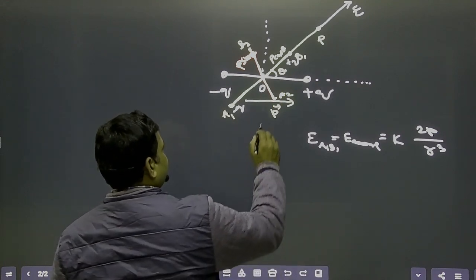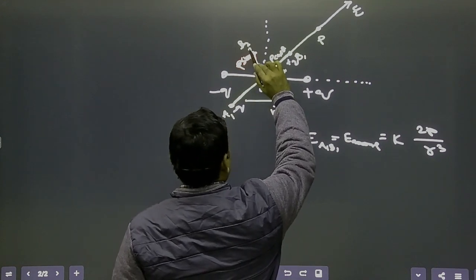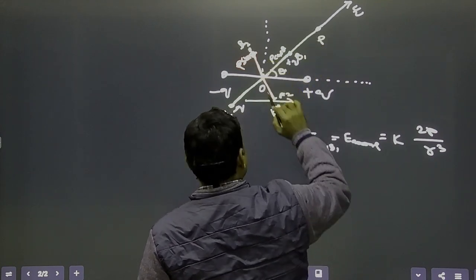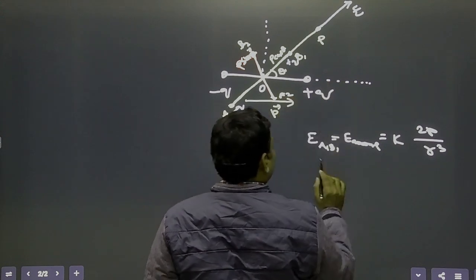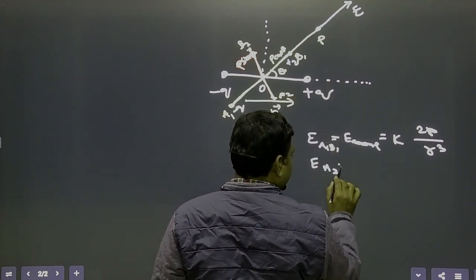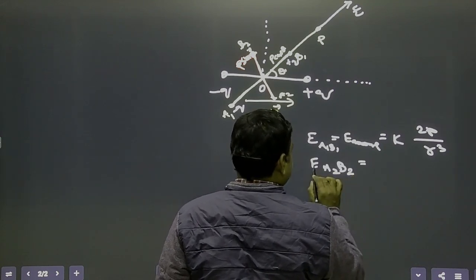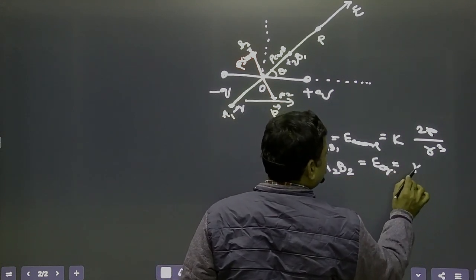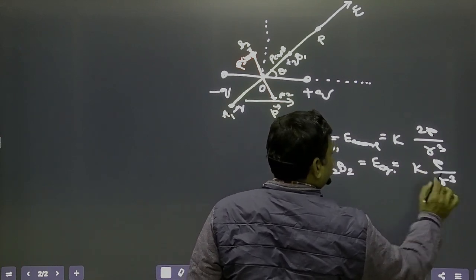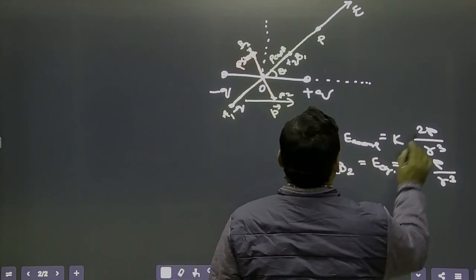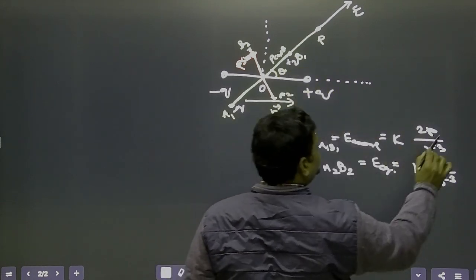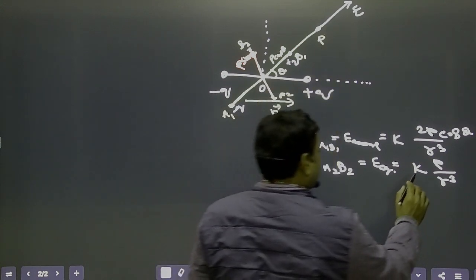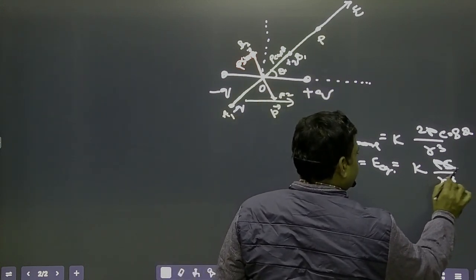Similarly, if we consider the vertical component of the dipole moment, this point is on the equatorial line with respect to this component. So the electric field intensity due to it will be E equatorial, equal to K P upon r cube. But in E axial the P component is P cos theta, and similarly for the equatorial line the P component is P sin theta.